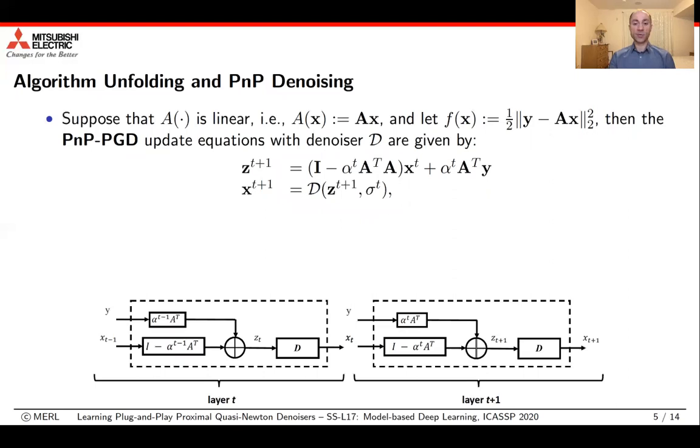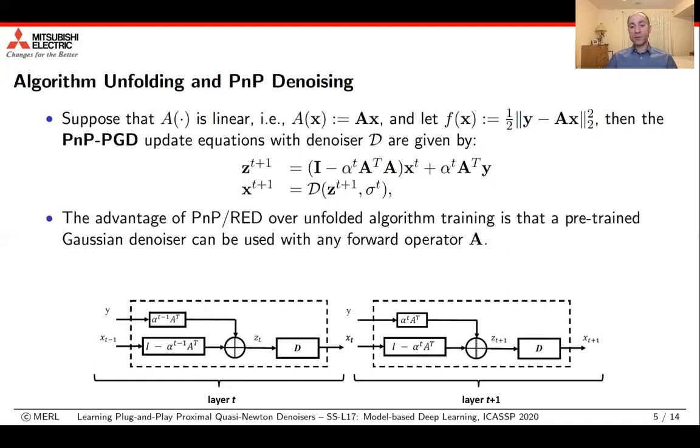But now if you replace the proximal mapping with a denoiser and start to think about that whole algorithm as a layered neural network, what we see is that every iteration of this optimization problem corresponds to a layer in a deep neural network. So if we unfold the algorithm into big T iterations, then that would correspond to T layers of a deep neural network.